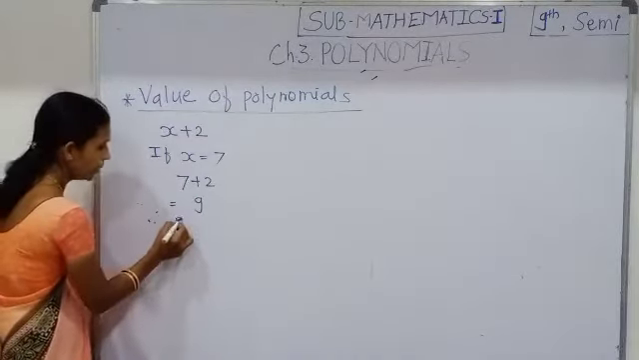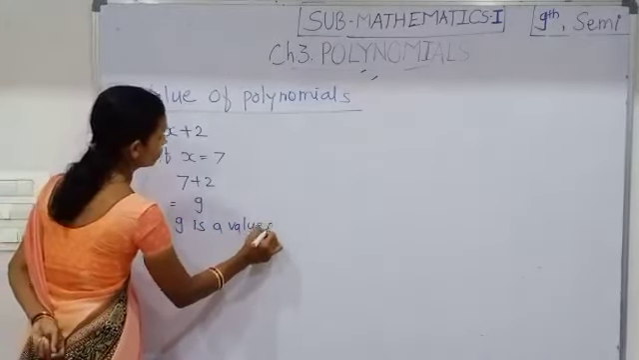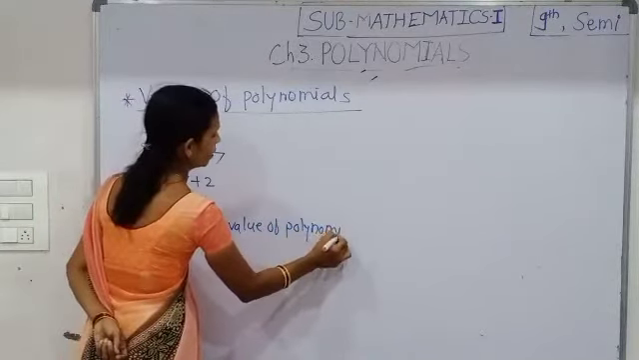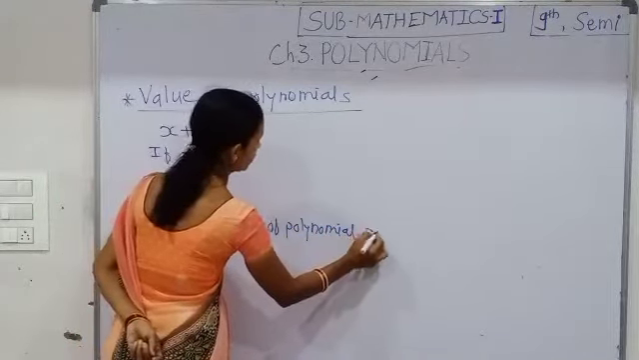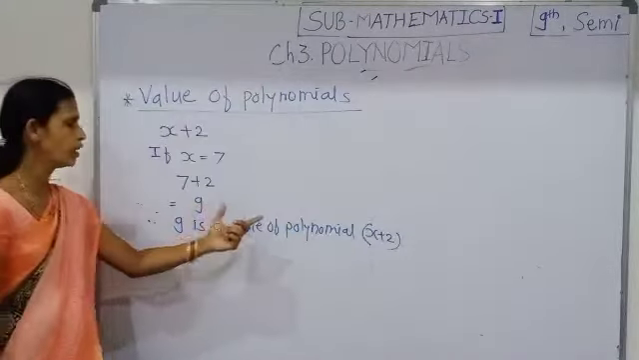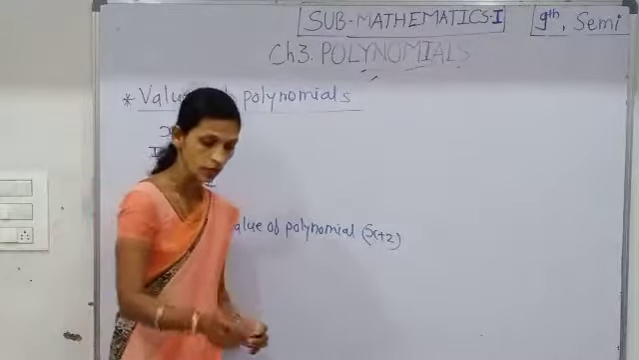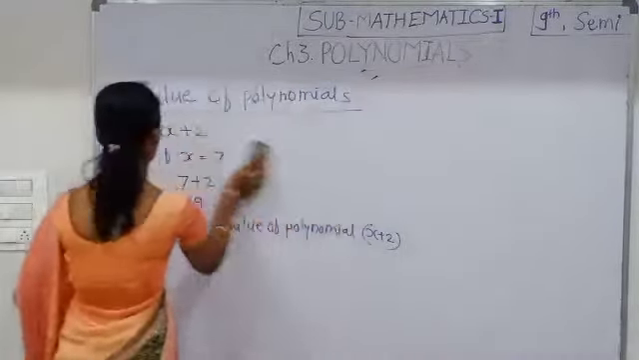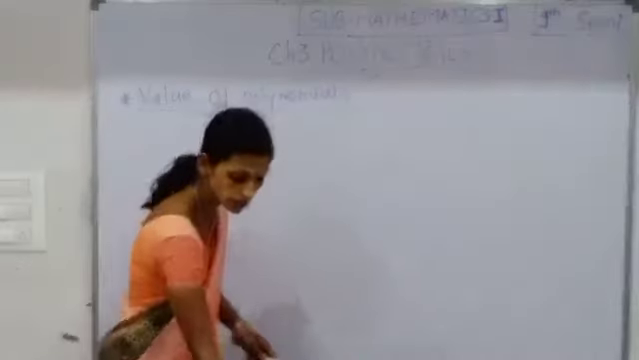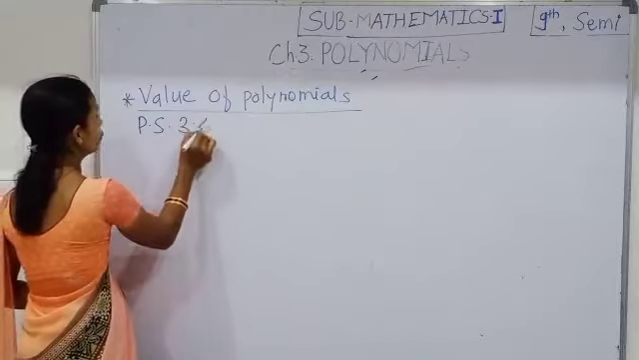Therefore 9 is the value of the polynomial x plus 2. That means 9 is the value of that polynomial x plus 2. Then there are a few examples which are given in practice set 3.4.